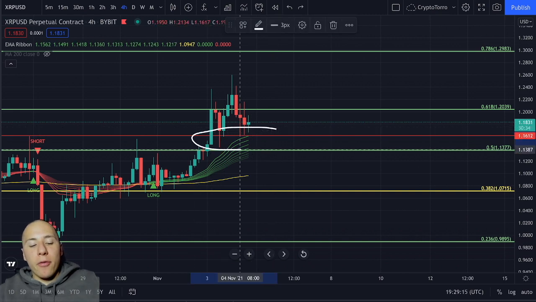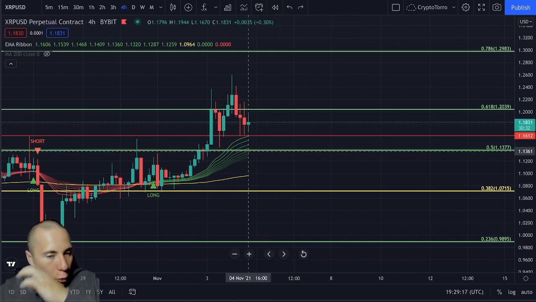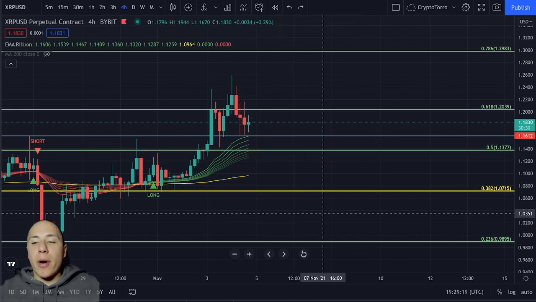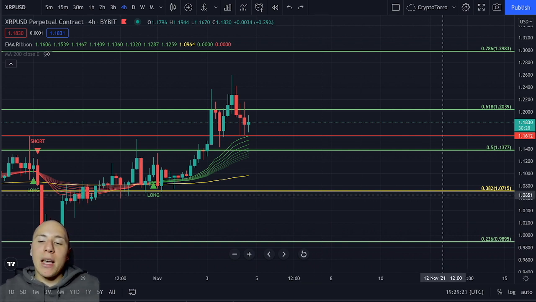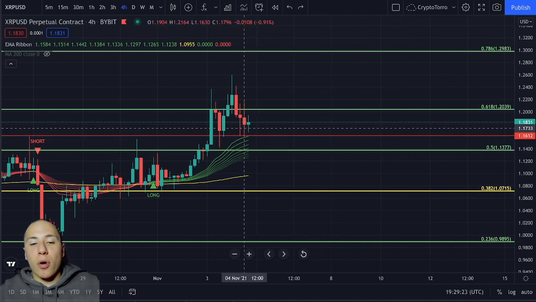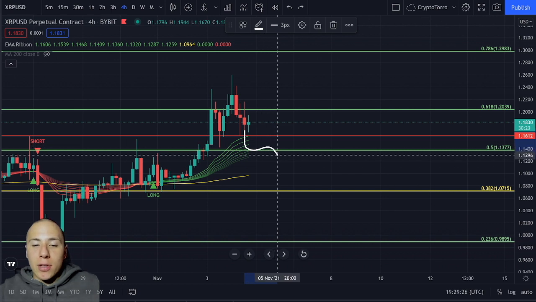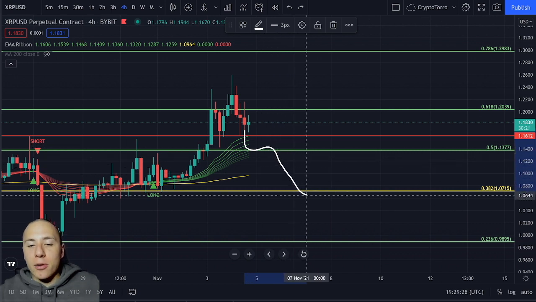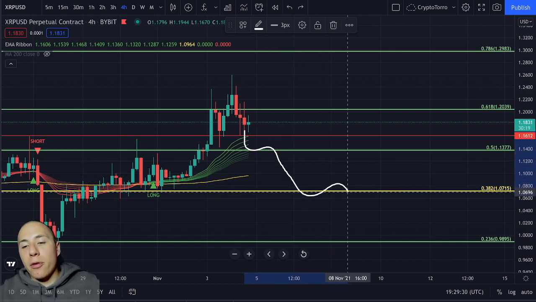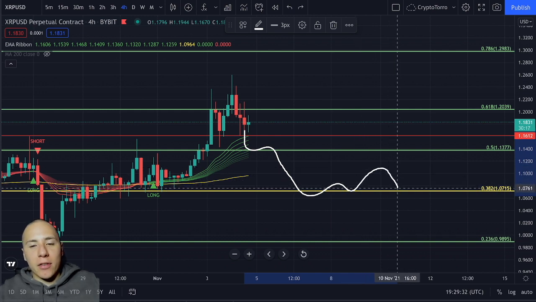But right now, if we are going to see even further decline, what I must admit is that if we break down below the 0.5 Fibonacci, we could perhaps see once more momentum towards the downside, heading once again towards a retest of the 0.382 area at $1.07.